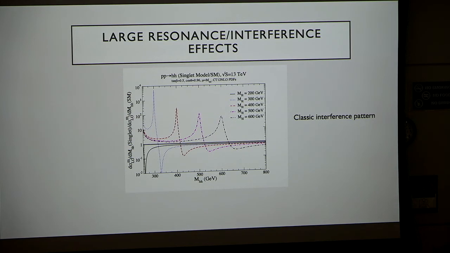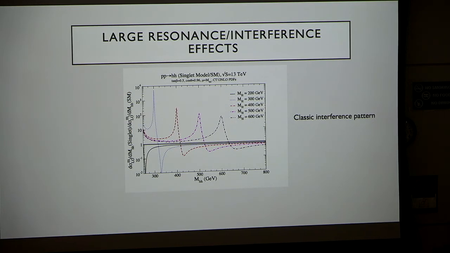So let's pick one of these lines here. Let's say the heavier guy was 300 GeV. So that's this blue guy here. So here's below the 200 GeV resonance, and that bump, dip, and then it asymptotes here. So this bump dip pattern is from the interference between the two resonances.